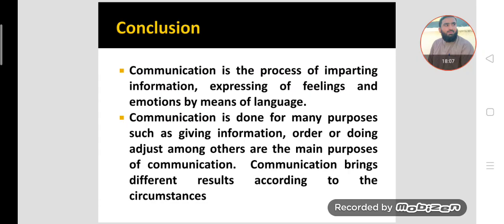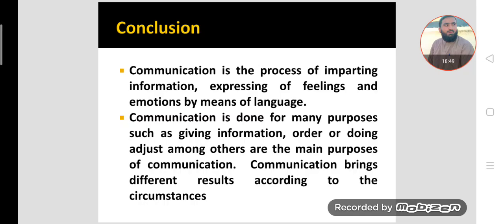Like we can conclude that communication is the process of imparting information. Yes, we have discussed this. Information giving or taking is one of the functions or purposes of communication. We are doing communication for the purpose of giving or taking information, to inform others or to update ourselves. Expressing of feelings and emotions, yes, this is also done by means of communication, by means of language. In communication, we are using language.